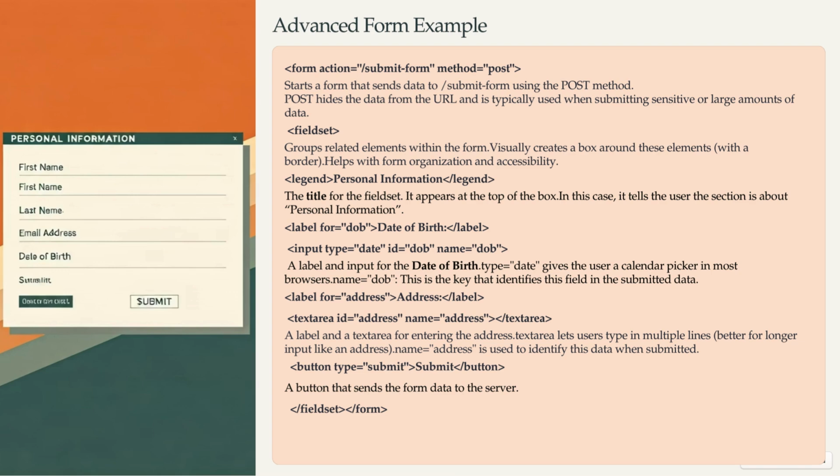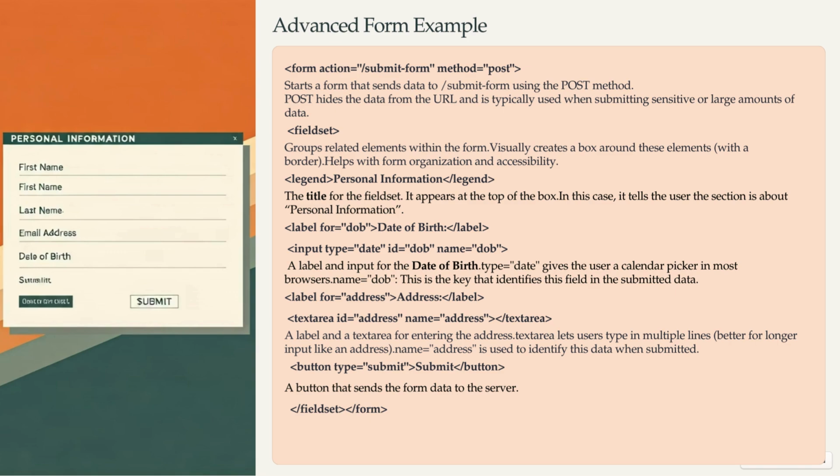Label for equals address. Label, textarea ID equals address, name equals address. A label and a textarea for entering the address. Textarea lets users type in multiple lines. Name equals address is used to identify this data when submitted. Button type equals submit button, a button that sends the form data to the server.